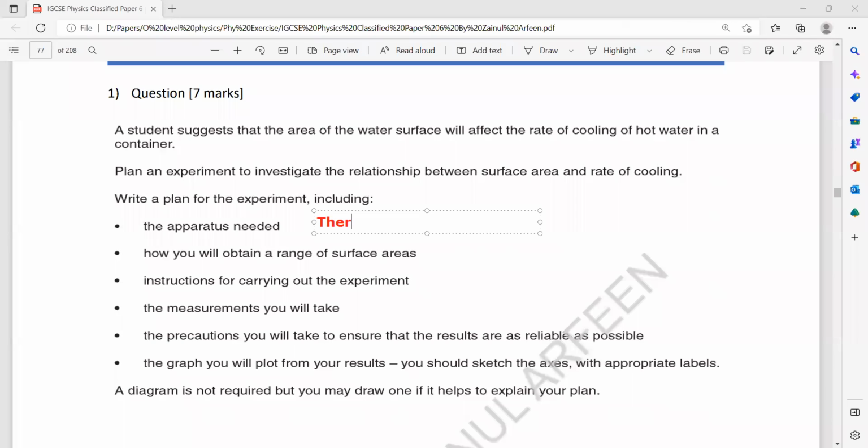So we need a thermometer. And whenever something is related to rate, it means we need a timer or a stopwatch. We need a measuring cylinder to measure the amount of water which we use for this experiment. And we need different size beakers. Why are different size beakers there? So that we can change the surface area.